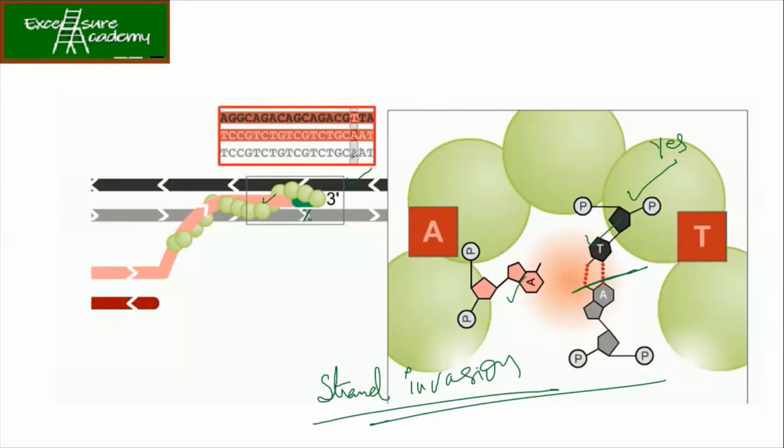Okay? See over here, you can see. So T and A can base pair by breaking the bond between this A and this T. So this pink strand has come in between. Okay? Now it is clear?